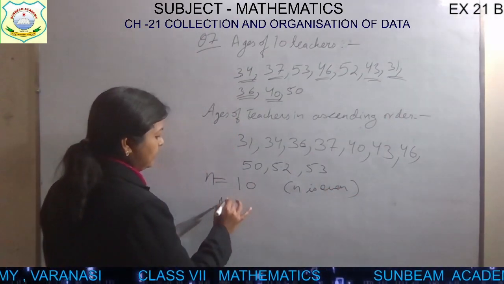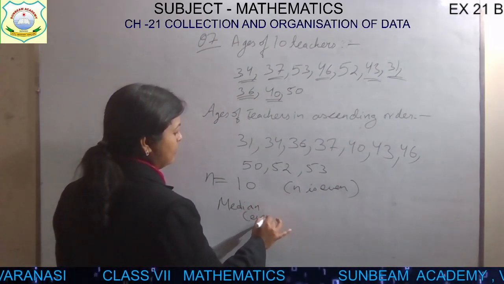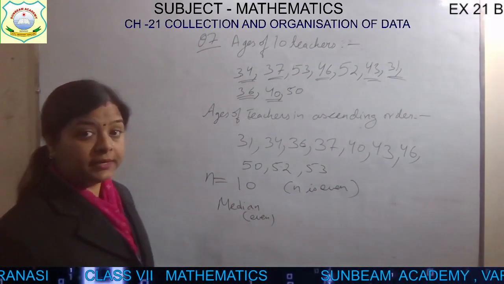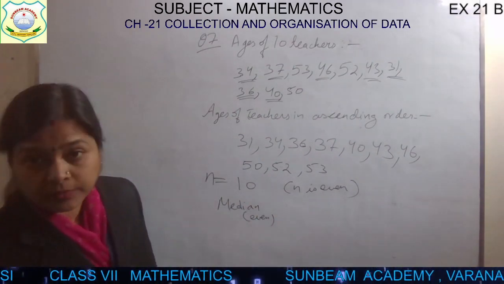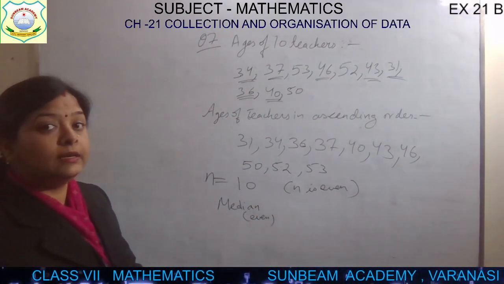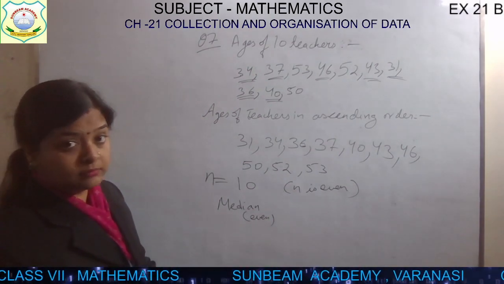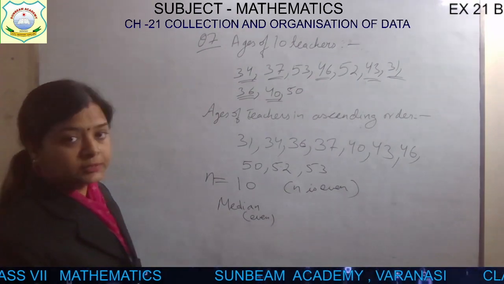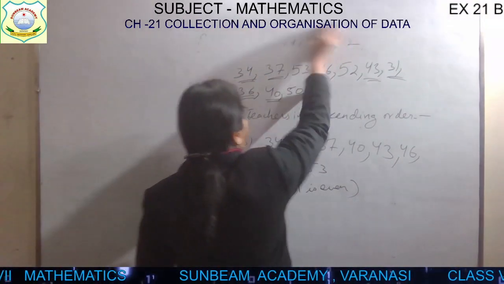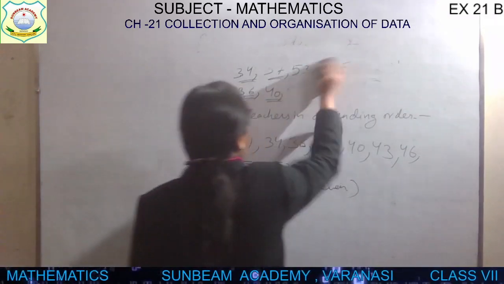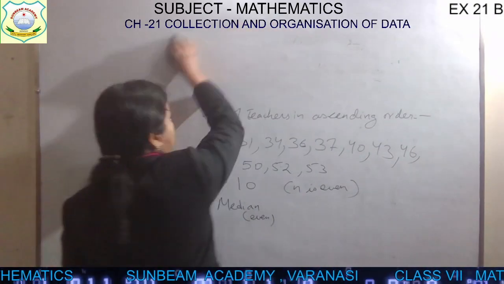Now median for finding an even number of observations. Should I write in the beginning? Okay, I'm going to write it at the top because you can see that the space is not there. So first of all, we will write the formula and then put the value also.